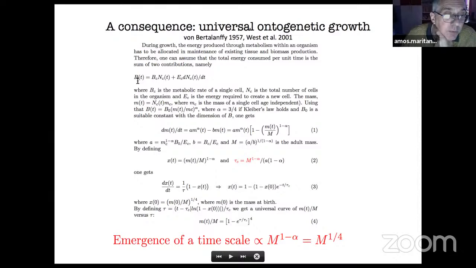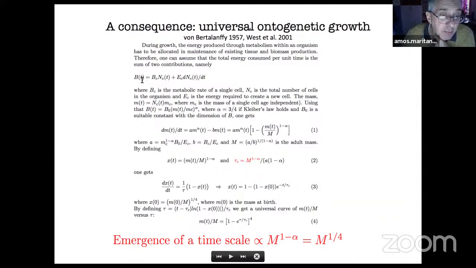The metabolic rate of an organism can be attributed to the maintenance of the cells. So if you have in your body N_C cells at time t, each cell is consuming B_C as a unit of energy. So the metabolic rate, the energy input in our body, has a part that is used by cells, and the number of cells is N_C. And a part is used to change the number of cells, meaning making a new cell, which is the last part. In order to make a new cell, you need E_C of energy. So the net balance is that the maintenance plus the use for making new cells is, overall, the total input of energy.